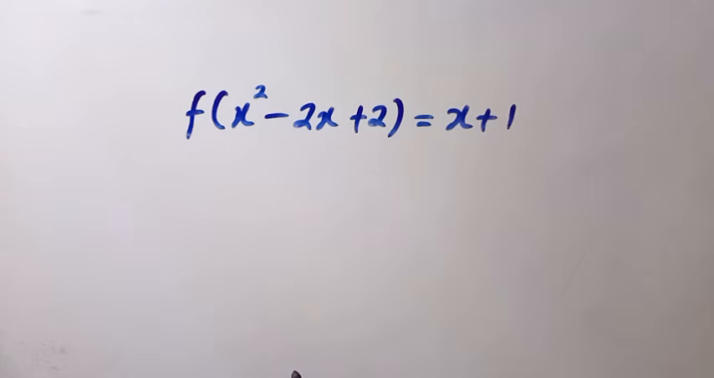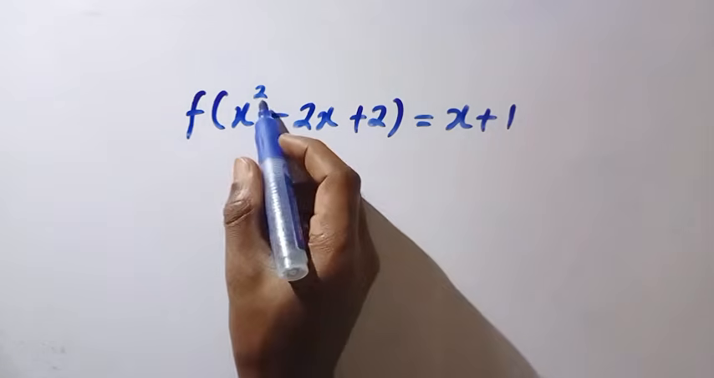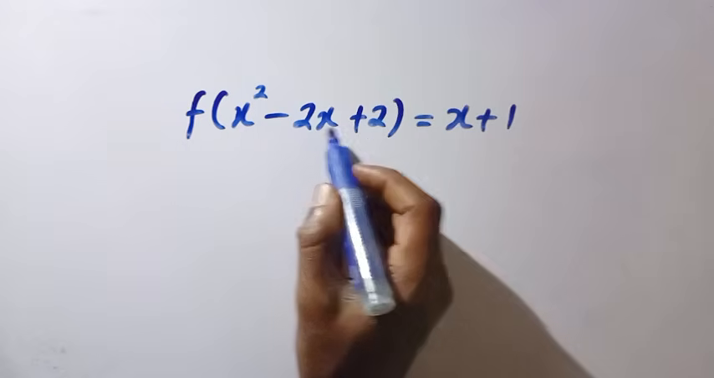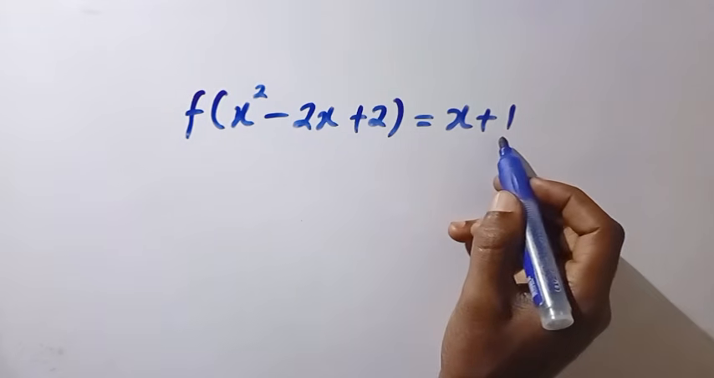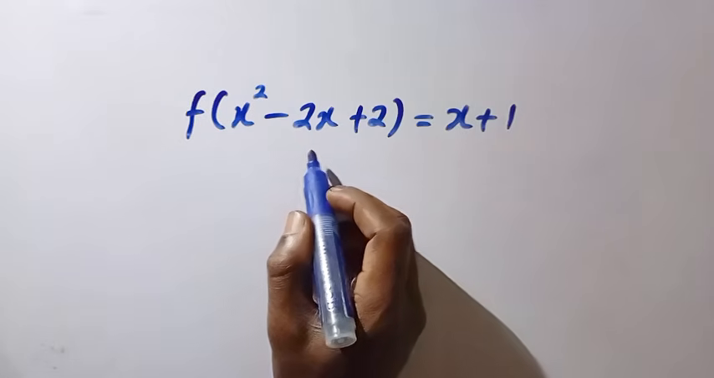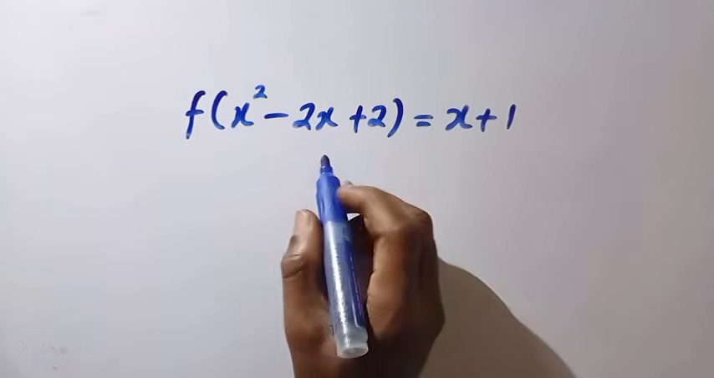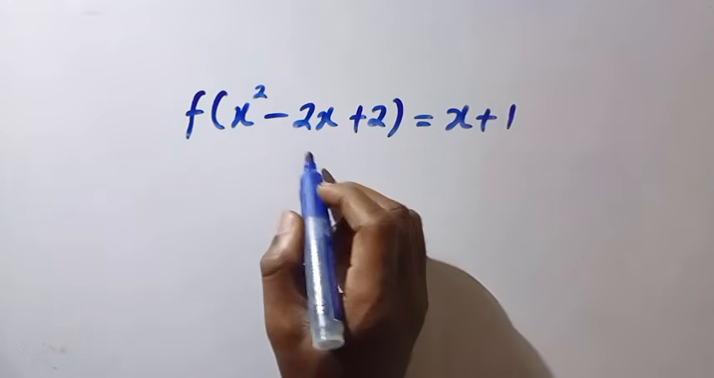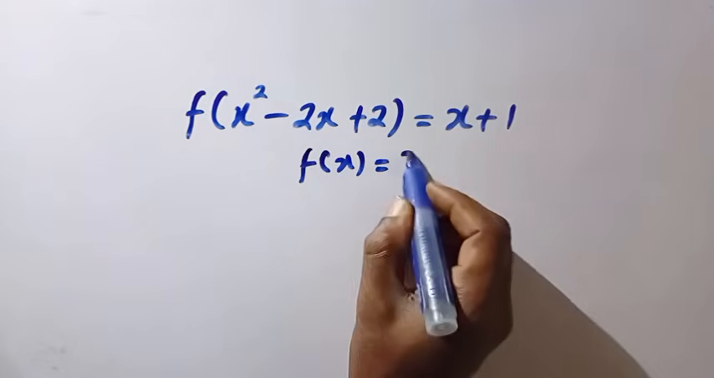How do you solve these functional equations? We have f of (x squared minus 2x plus 2) equals x plus 1. If you know how to solve this functional problem, you can drop the answer in the comment box. Let's see how we solve this step by step. The question says find f of x.